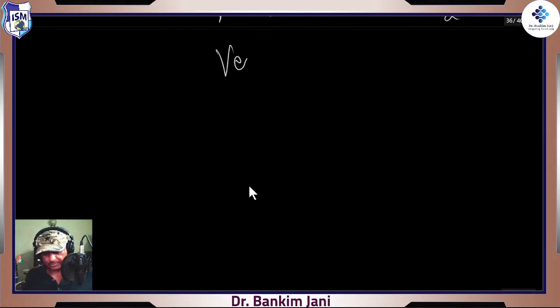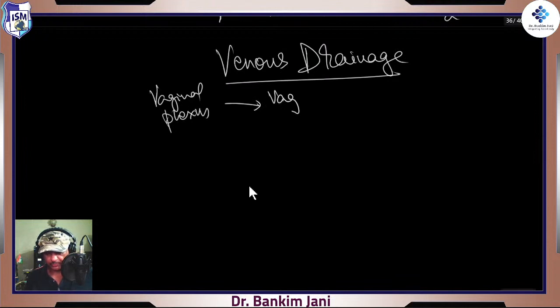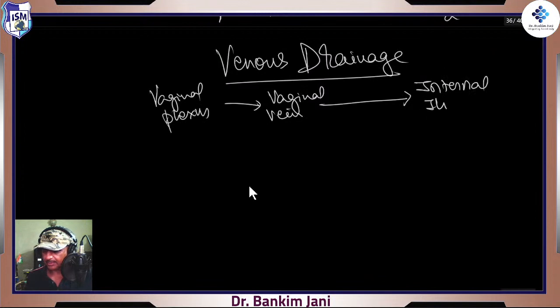See, regarding the venous drainage, it is very specific. Same way, there would be the vaginal plexus, right? This vaginal plexus is formed by the contribution of all those vaginal veins, and finally they will be draining into, yes, the standard internal iliac vein, right?